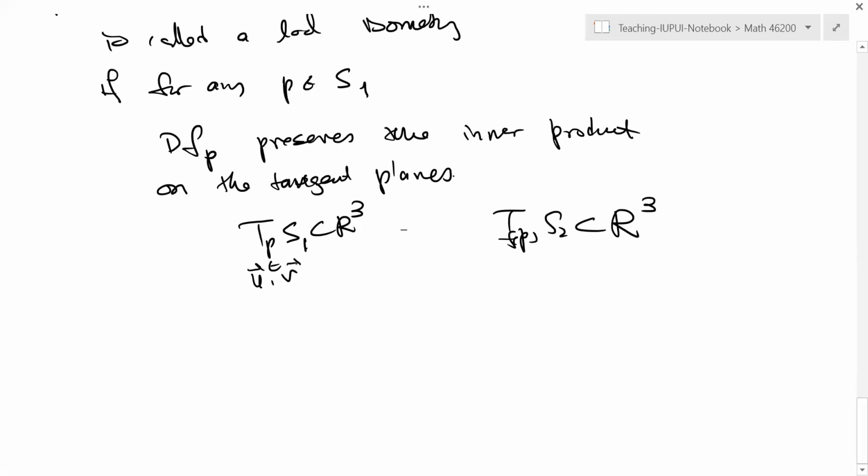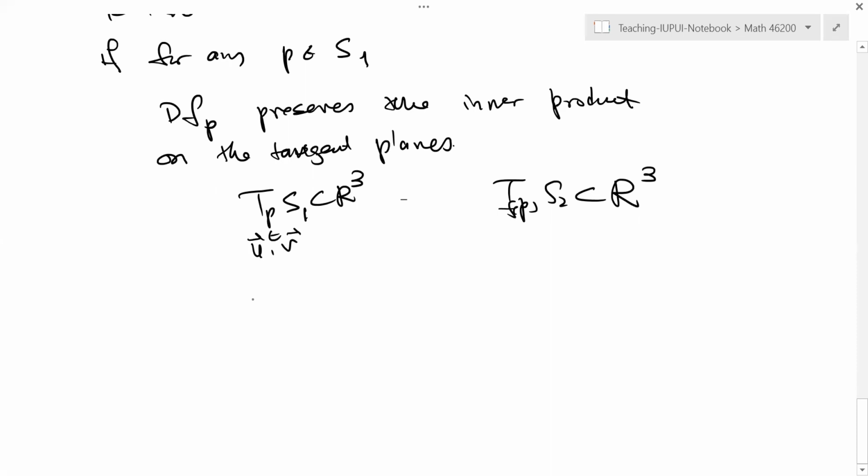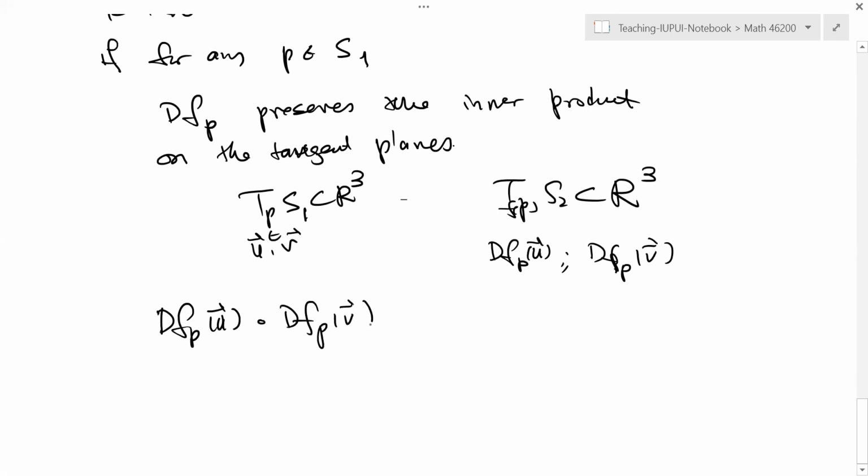Yeah, use the arrow. That means the vectors. So then you get DFP here, U bar, and then DFP V bar. So you have two vectors here. You want to compare, right? You want to make sure the inner product of those two vectors, yeah, we call it dot product, should be the same as this. This is a very special map.